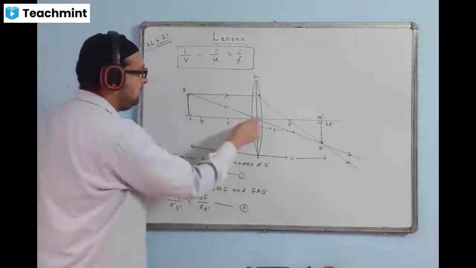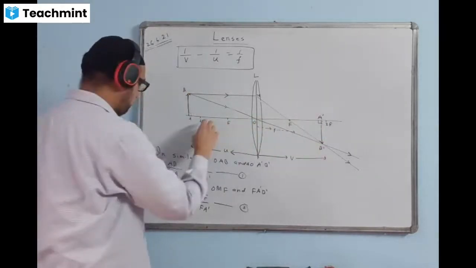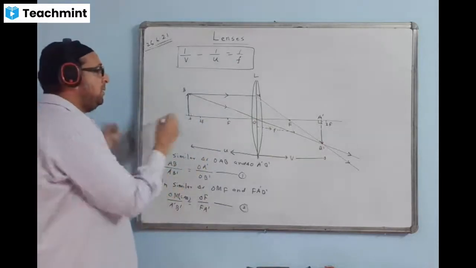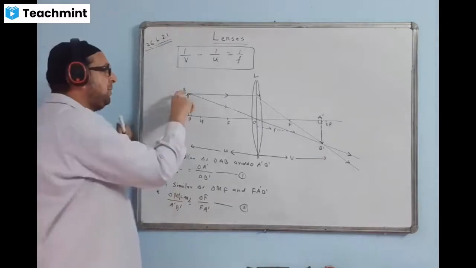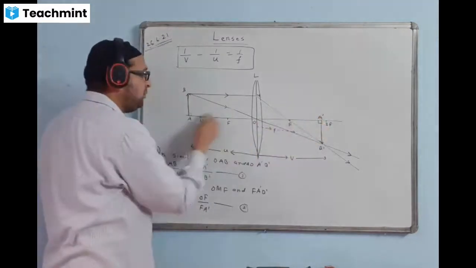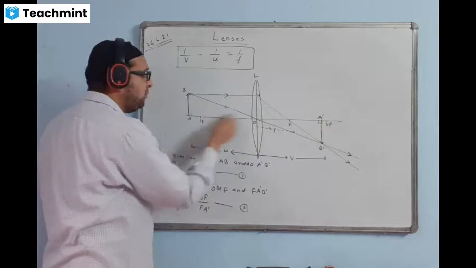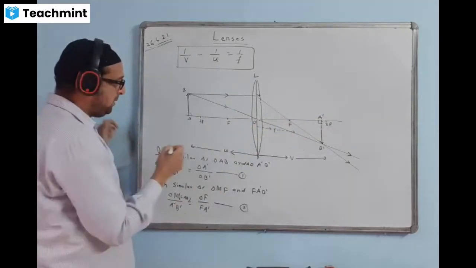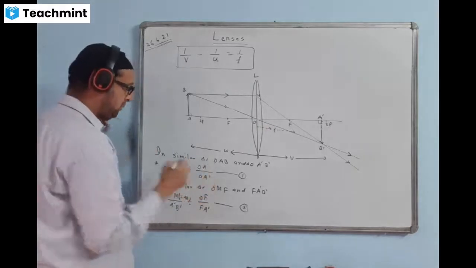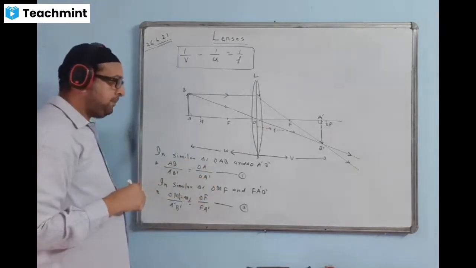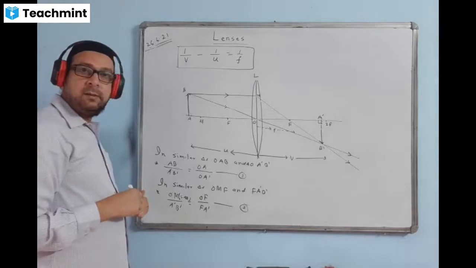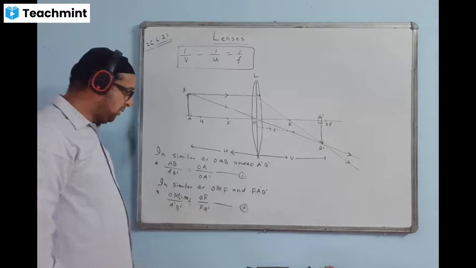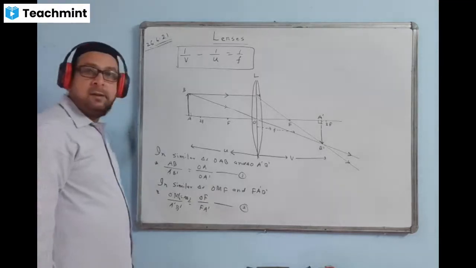AB by this. I made a mistake on AB by dash. Please make the correction there. AB by this to this by this. OA by OA dash. There was a mistake, so please correct. Is it okay? Yeah, please check. Is it all right?